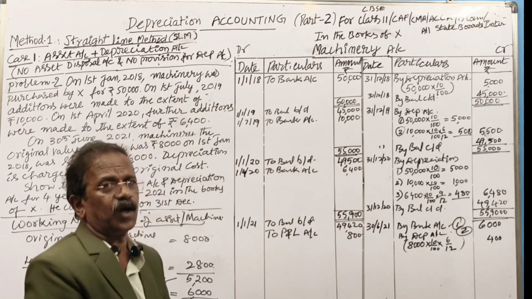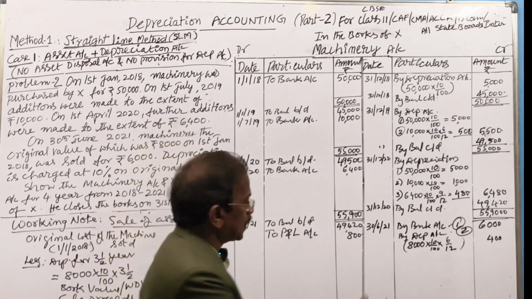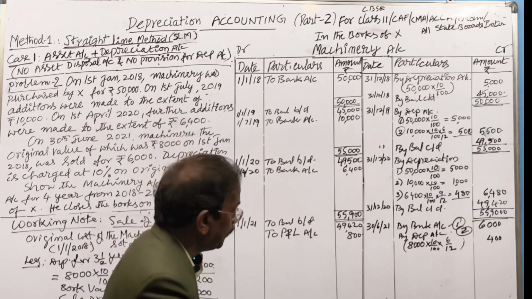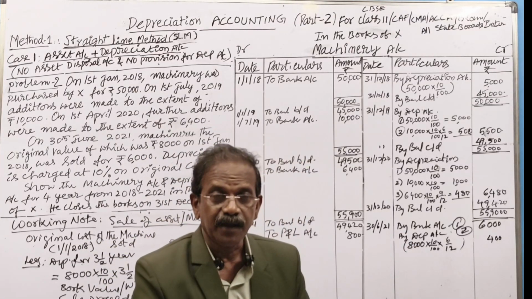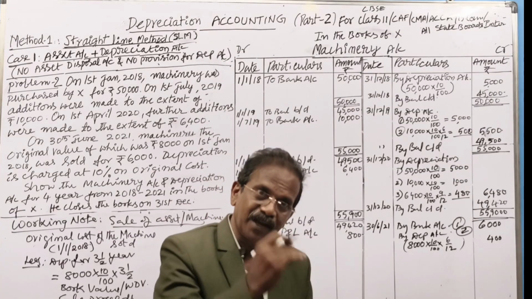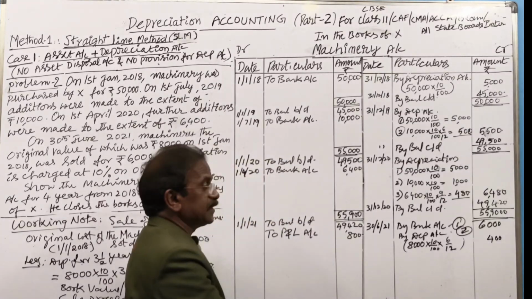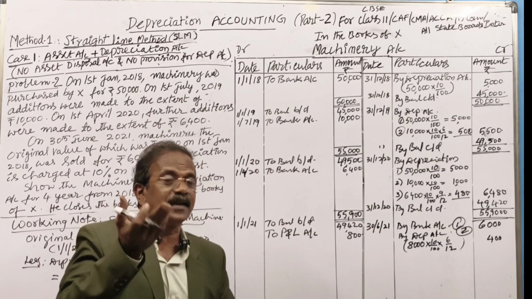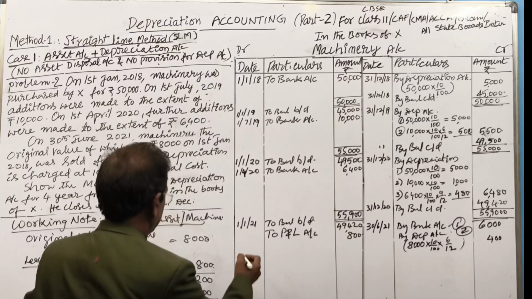Students get confused. Where to write profit or loss? This side or this side? Blindly they remember: if loss, it comes this side; if profit, it comes this side. Why? If loss, this side, because the asset value reduced by that amount. When profit is recorded on the debit side, it means the asset value increased. That's why we have to record it on the debit side.